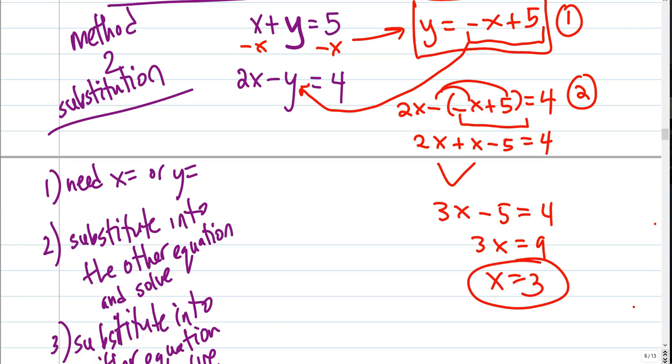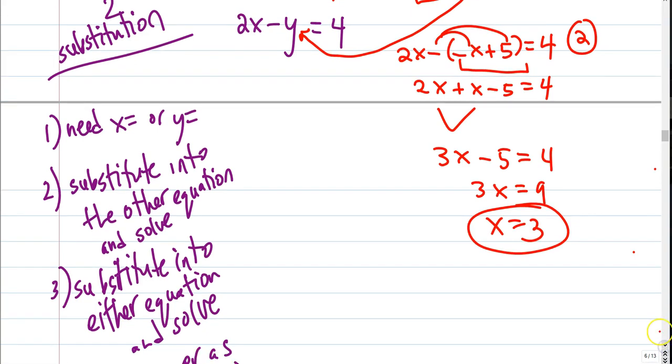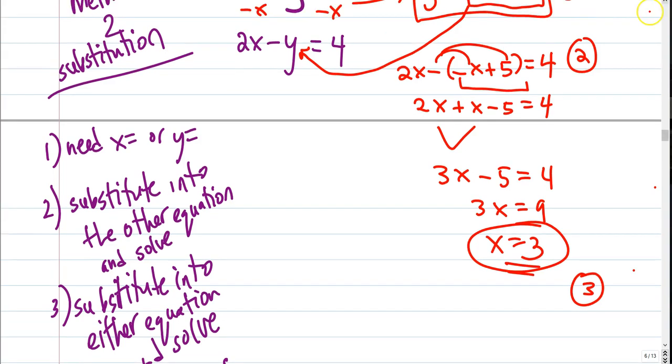See, this is not our solution. Remember, our solution is supposed to be the point they have in common. X equals 3 is not a point. I need to get the y value. And how? Step 3. I'm going to substitute this number into either equation and solve. Either equation. You're like, it doesn't matter? Well, no, because it should be what they have in common.